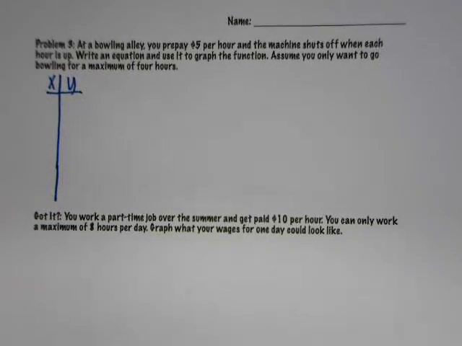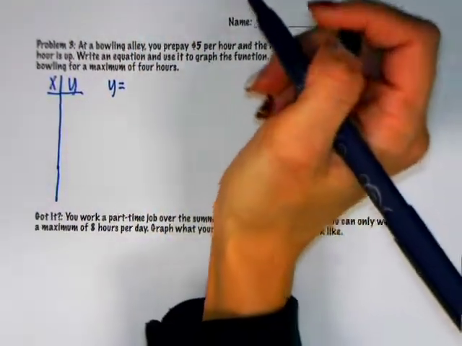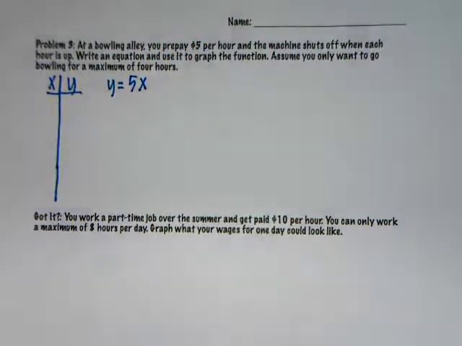So what would my equation be? Y equals what? 5x, yep, because it's $5 per hour. So this says you prepay $5 per hour, so you're buying whole hours at a time, prepaying, and then as soon as the hour's up, it shuts off. It's not going to start charging you for part of another hour, okay?